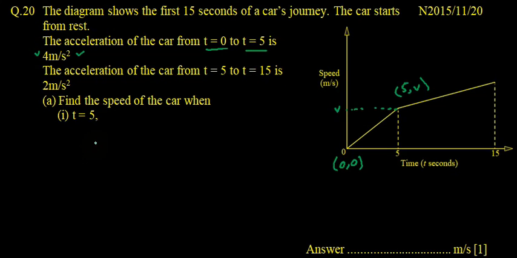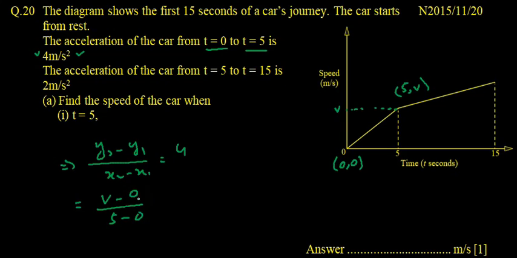So we find (y2 minus y1) upon (x2 minus x1), and it must be equal to 4 meters per second squared. So y2 is V, minus y1, which is 0, upon x2, which is 5, minus x1, which is 0, is equal to 4. Further we can write V upon 5 is equal to 4, or V becomes 4 multiplied by 5, so we get 20 meters per second. So the answer is 20 meters per second.